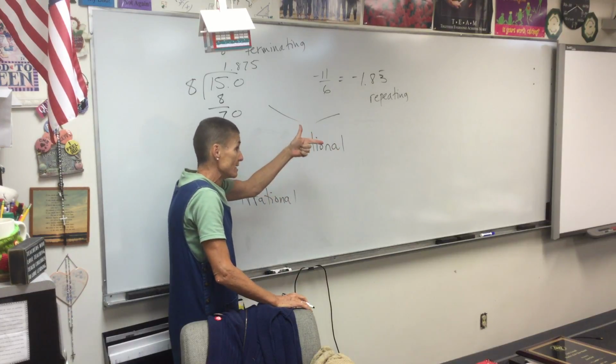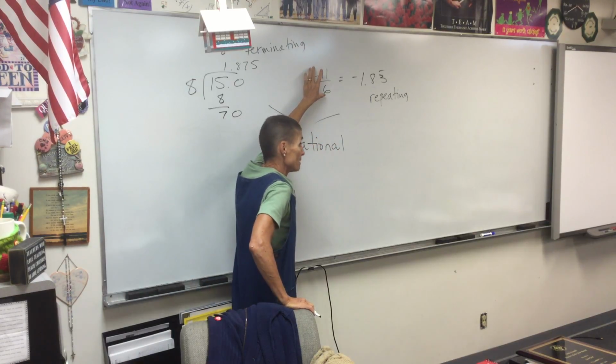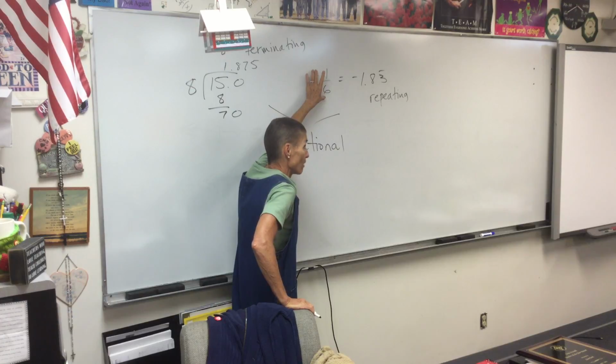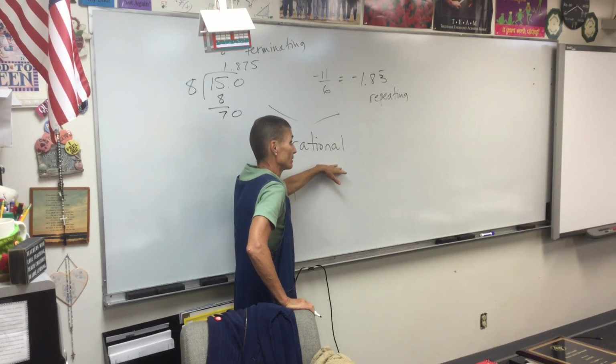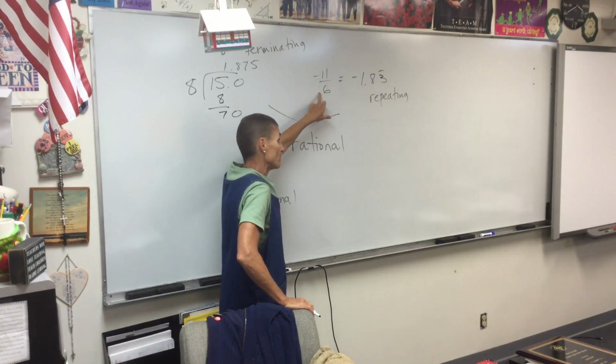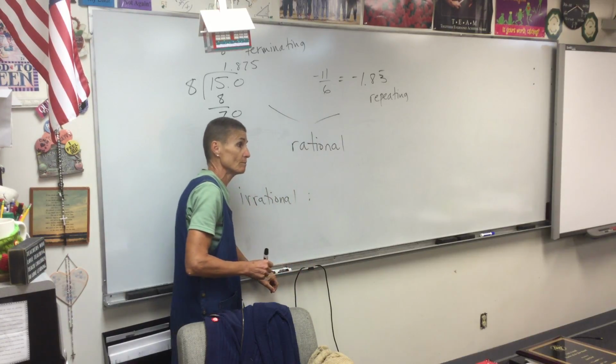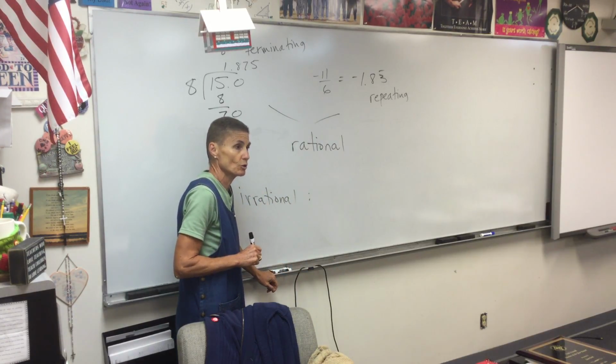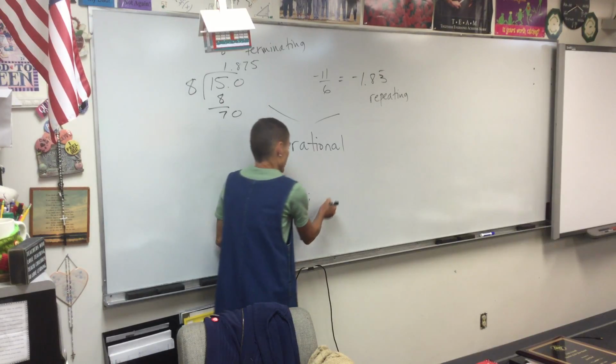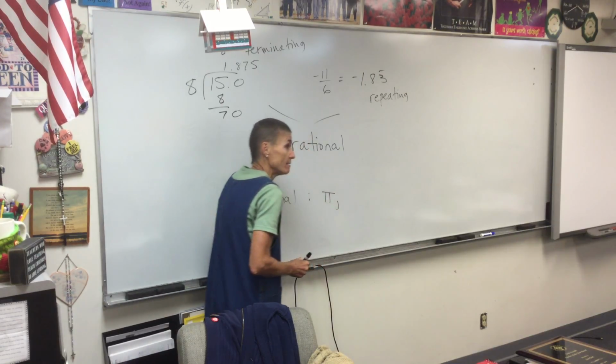Ethan, you're right in the sense that if it can be written as a division, as a fraction, it's a rational number. Irrational numbers cannot be written that way. Irrational numbers, anybody give me some examples? What are some examples of irrational numbers? Pi, most famous one probably is pi.